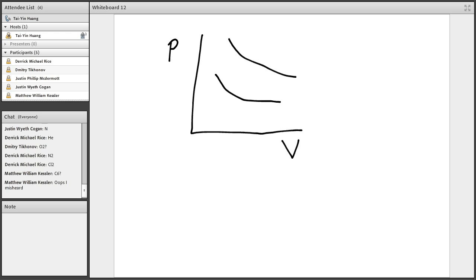What will be the shape for the adiabatic process? For an adiabatic process, what we know is that it has a steeper slope. Let's see if I can use a different color. So what you have here is like this. This is what we call the adiabatic. Okay, so this curve is adiabatic. What does that mean when I say you have a process that's adiabatic?